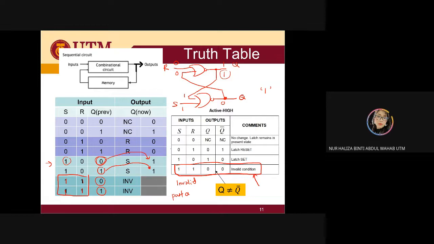You were given several inputs. Which one is correct and which will give you invalid for your SR latch? So you need to remember there will be an invalid condition if you have 1 and 1. Let's see what happened, why it's invalid.